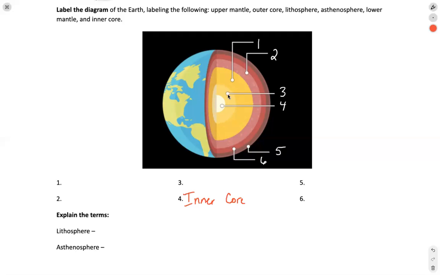Okay, and then moving out one level to number 3, if this was the inner core, obviously this is going to be our outer core. So make sure you're filling out your sheet as we're going through this. Moving out to the next 2 levels. So 1 and 2 are considered our mantle. And since we are out here on the earth, number 1 is lower than number 2. So number 1 is our lower mantle. And then number 2 is above the lower mantle, so it is our upper mantle.